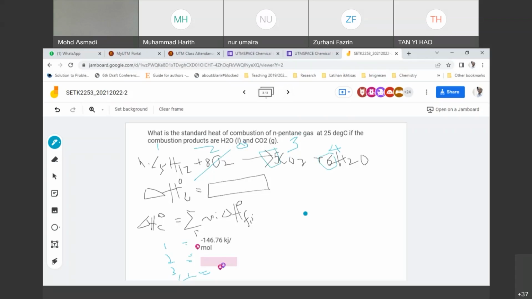So please multiply by 5 and also 6. Previously we added all the heat of formation. But if you learned it in energy balance, you can also use products minus reactants. It's similar, it's up to you. 285 kilojoule per mole.